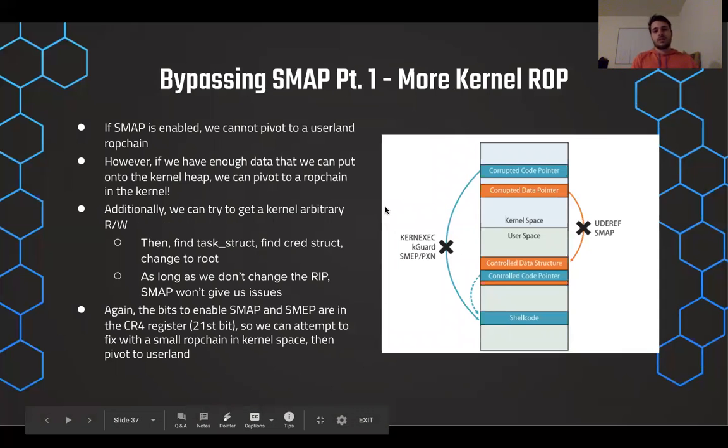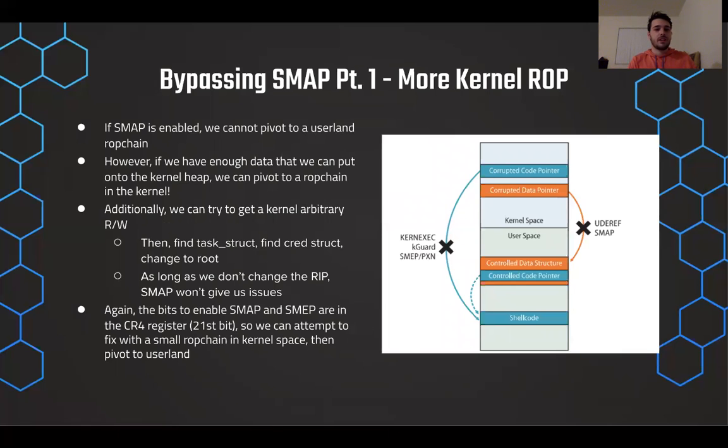SMAP. This is a little harder because this means you can't even access userland data. However, you could still make a ROP chain in the kernel. Like if you had kernel heap where you could put a bunch of characters, you could write your own ROP chain there. And then if you had a leak of that, you could just have that be your pivot into the heap.